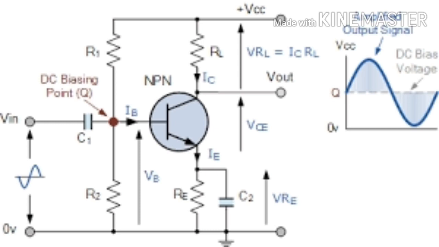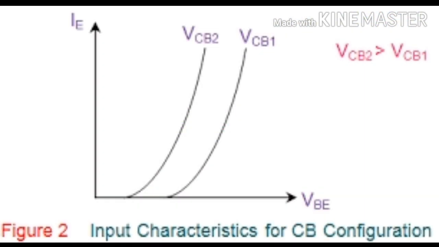Often the common lead is connected to the ground and it is used as the reference point for the entire circuit. The common emitter characteristics are the different graphs drawn between different voltages and currents for a transistor. When the emitter is taken as the common terminal, that means the emitter is grounded or at zero potential. Base is the input terminal and collector is the output terminal.